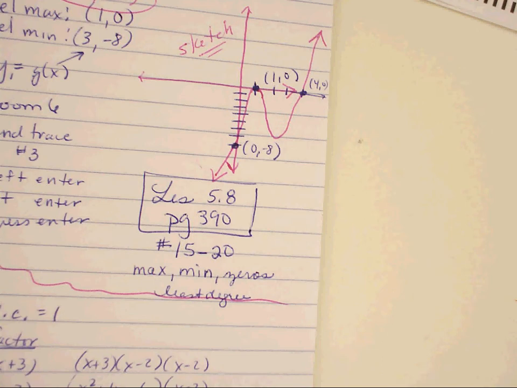You should be able to get these 6 problems done. We're doing 15, 16, 17, 18, 19, and 20 before you leave here today, because you do need a graphing calculator. And remember, it's not the real max, it's the relative max or the relative min.